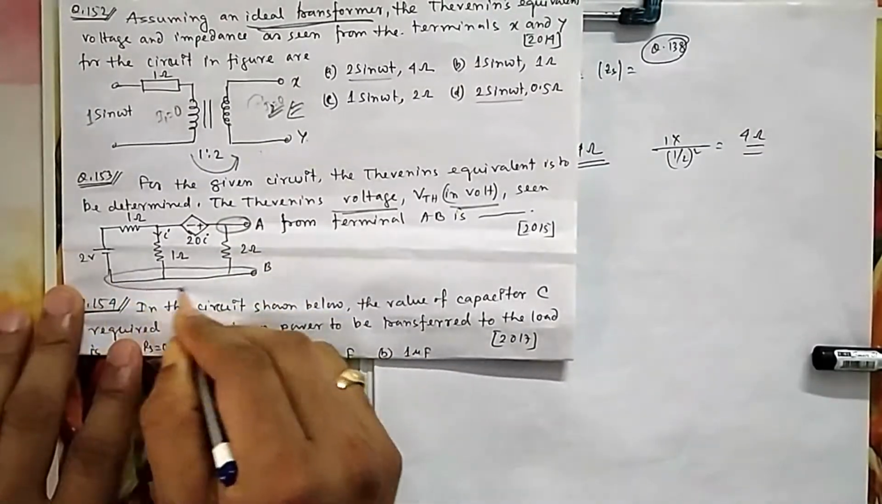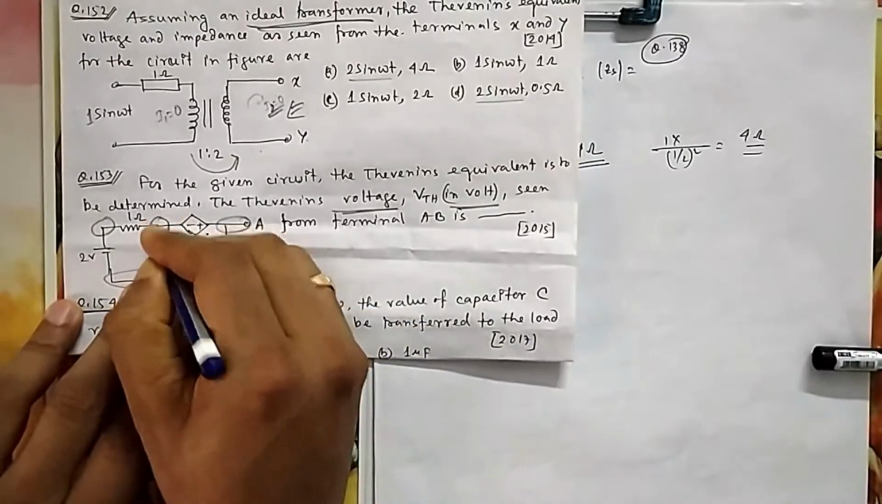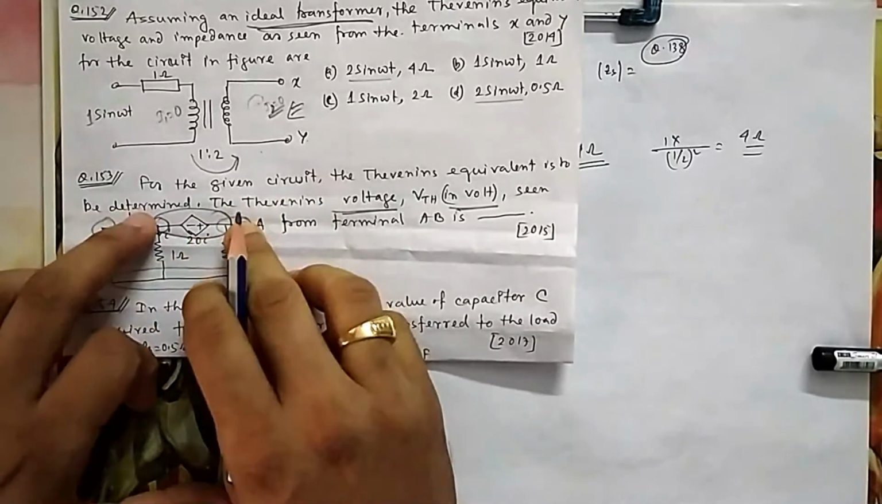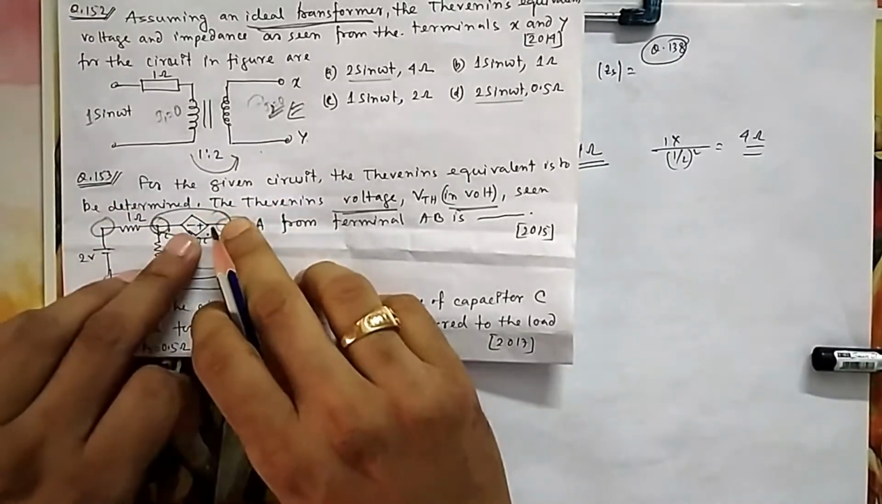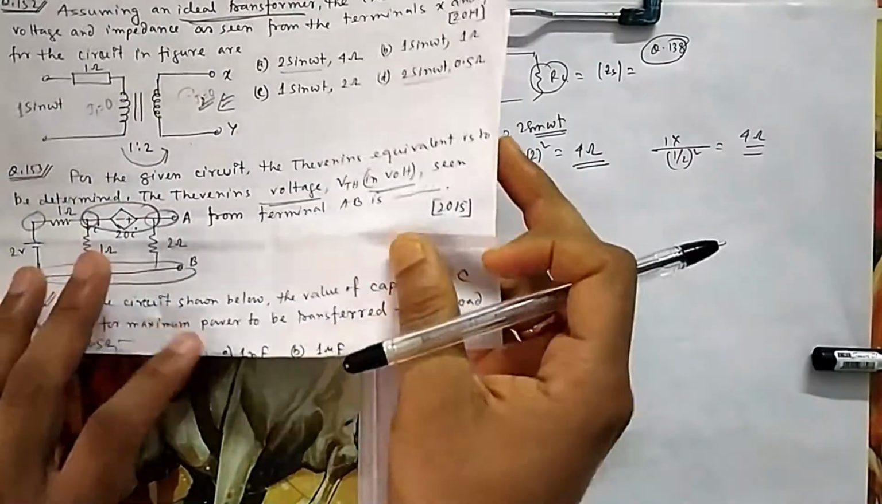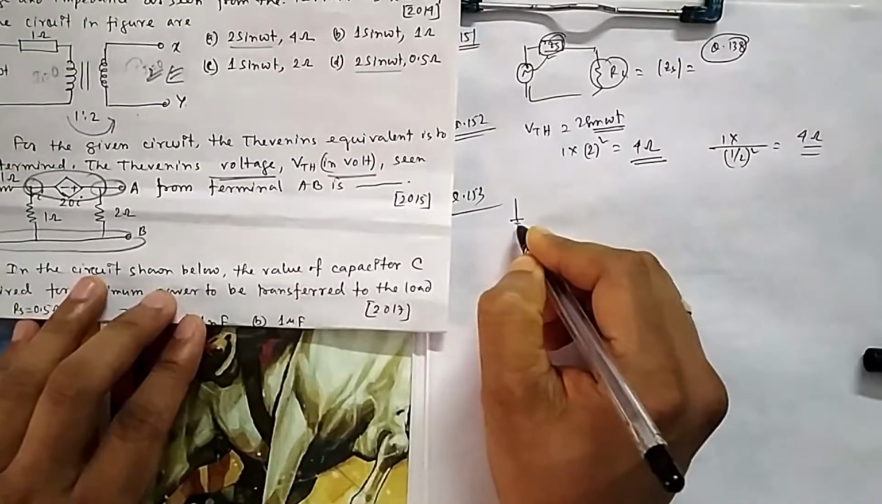So this is your ground, and this is one node whose value you know. This is also one node, and this becomes a super node, because there are two nodes connected in between with a voltage source. So it is a super node. Yesterday in the last lecture we have already seen the concept of super node.